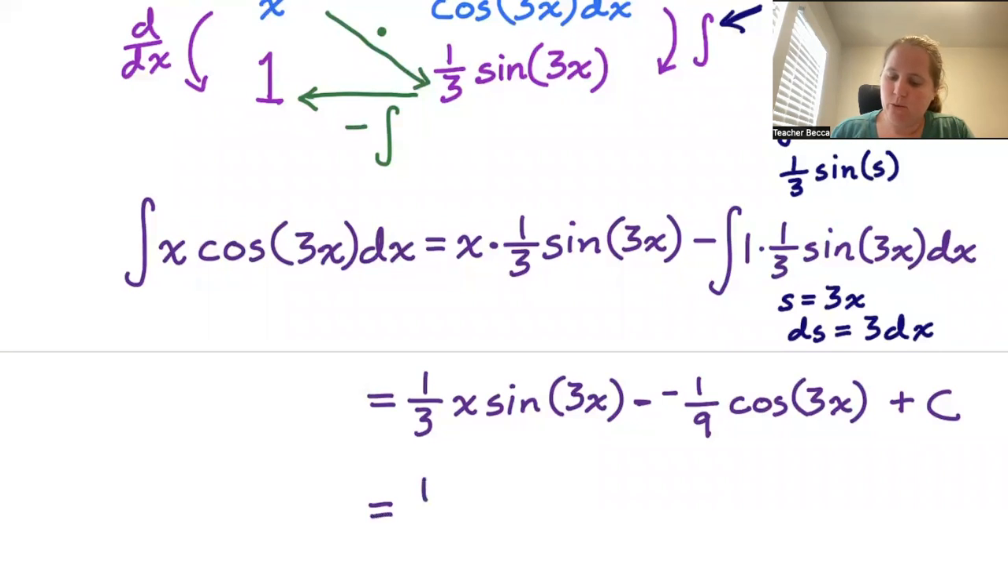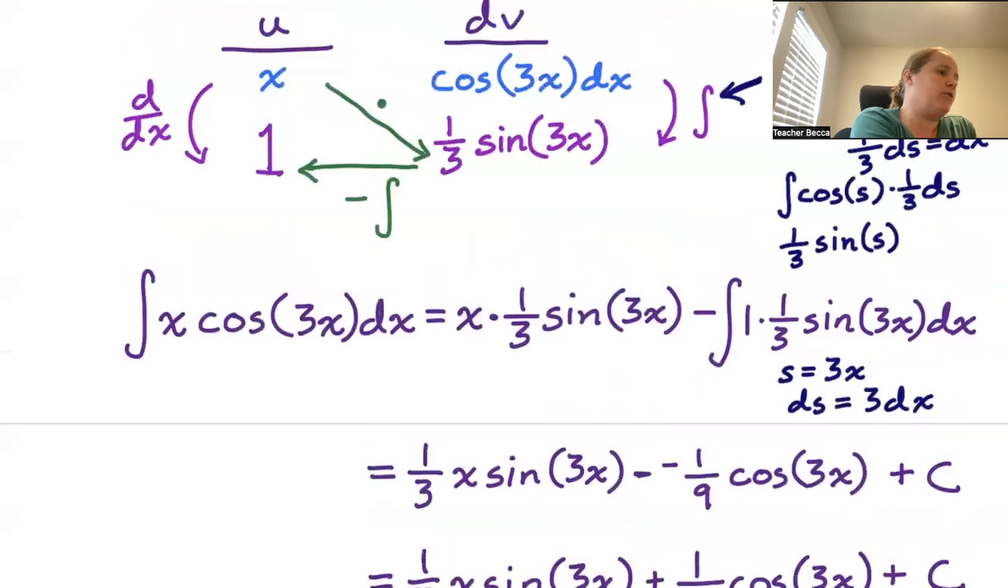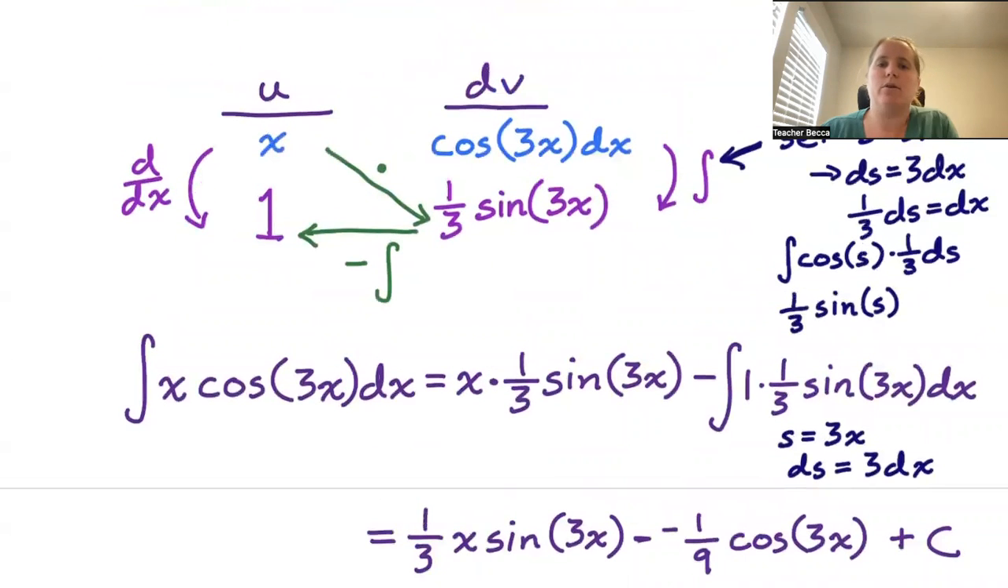So we wind up with 1/3 x sine of 3x plus 1/9 cosine of 3x plus c. So again, this is our integral of x cosine 3x dx using our alternate format for writing out that integration by parts. It's completely up to you which format is more straightforward.